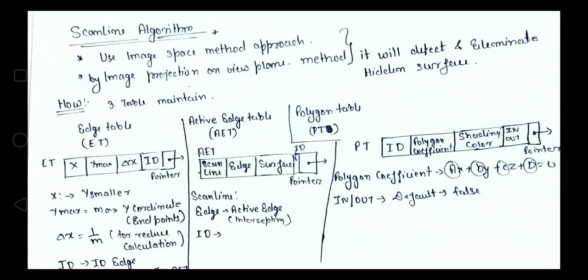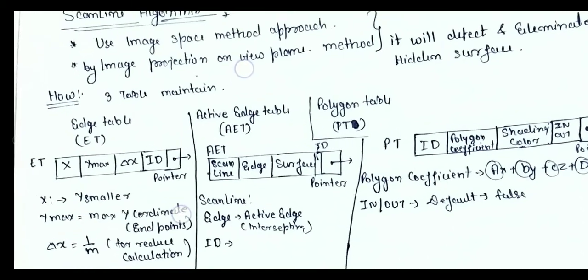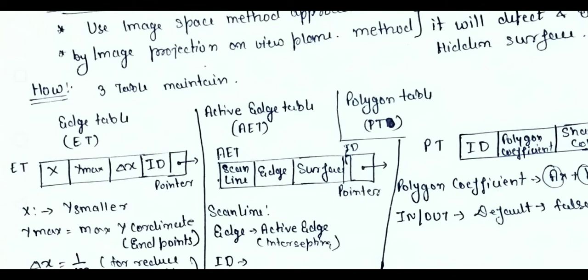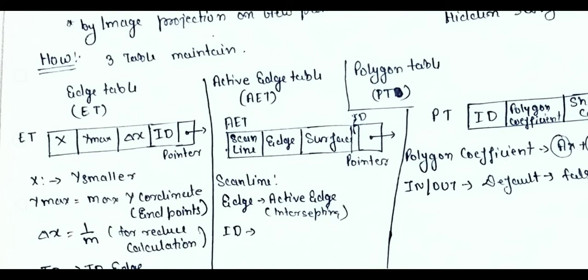Okay, so how will this algorithm do the work of eliminating hidden surfaces? Here three tables will be maintained. First one is the edge table, denoted by ET. Second is the active edge table, noted as AET. And third one is the polygon table, noted as PT. Now, how they are useful and how we make the tables.